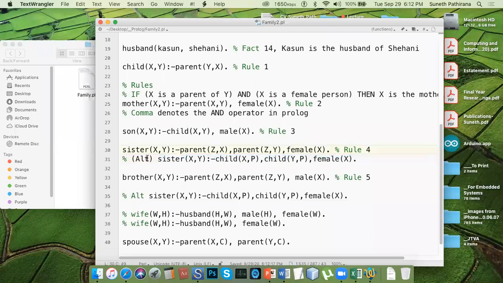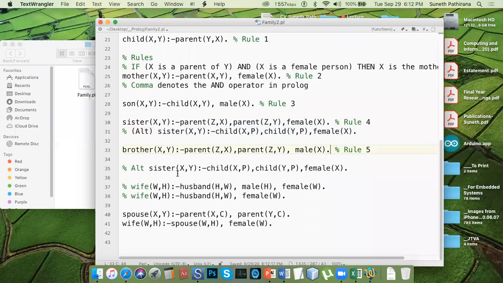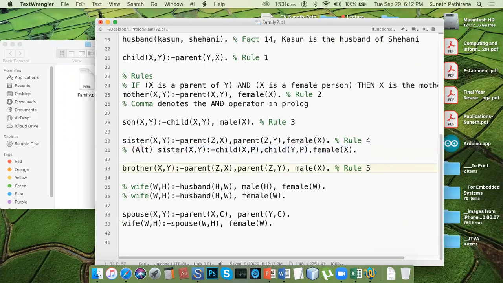So for brother, here only the gender differs. I have already explained this one last week also.